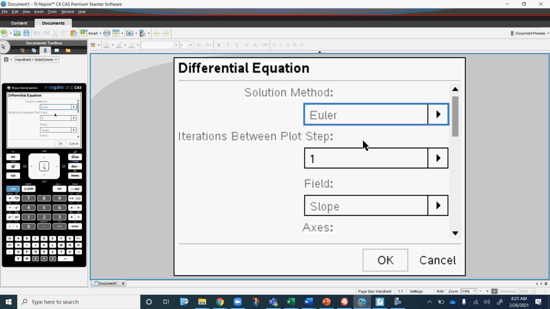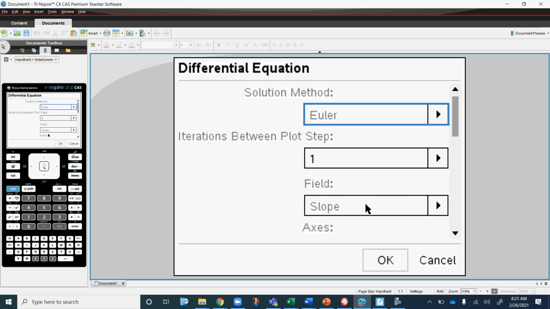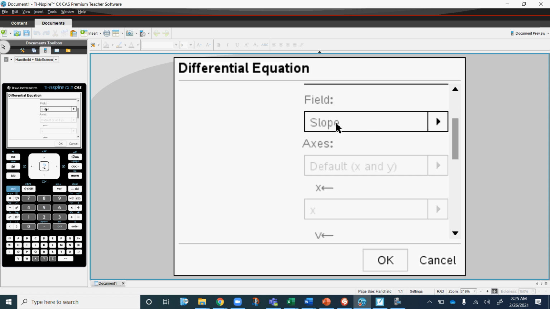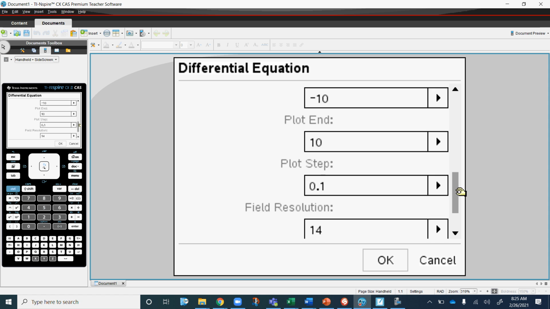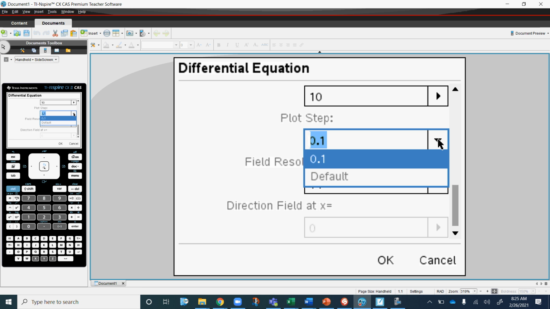And the next thing that it tells you to do, according to the instructions, is set the step size of 0.25, okay? Let's go back to the calculator. Again, it's showing that we're going to be placing it on a slope field. If we scroll down here where it says the plot step, this is where we're going to change it. We can change it to 0.25.